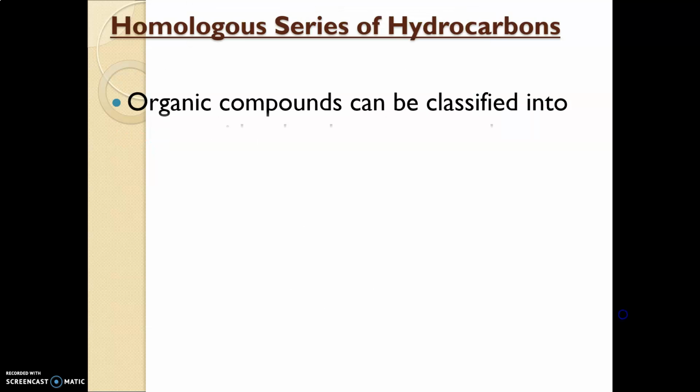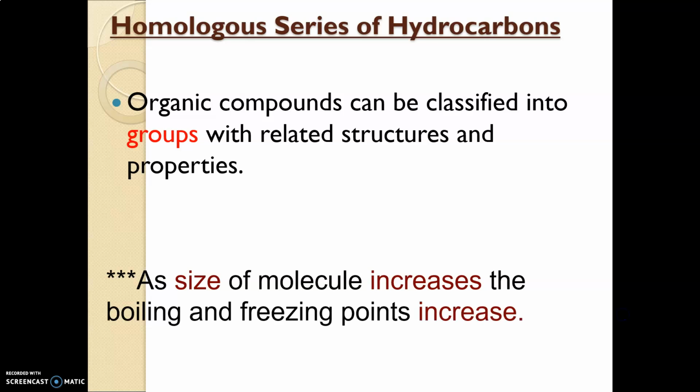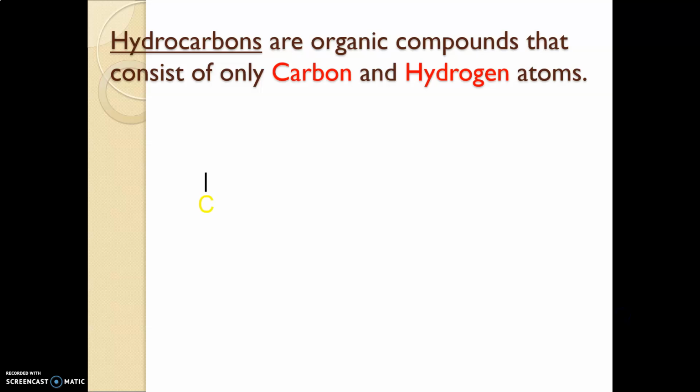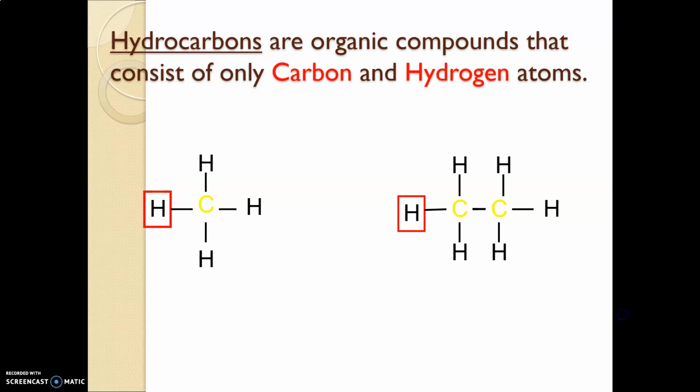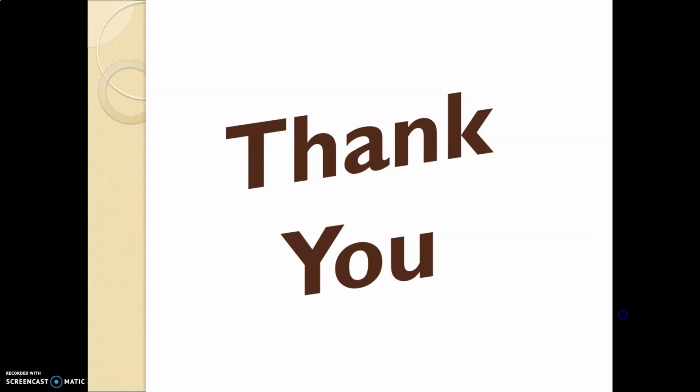Homologous series of hydrocarbons. Organic compounds can be classified into groups with related structures and properties. As the size of the molecule increases, the boiling and freezing point increases. Hydrocarbons are organic compounds that consist of only carbon and hydrogen atoms, as we see in the structure. Now let us see, these are the base names, prefix and length of carbon chain. For example, meth prefix, length of carbon chain is 1, and these are the examples of some of the base names.